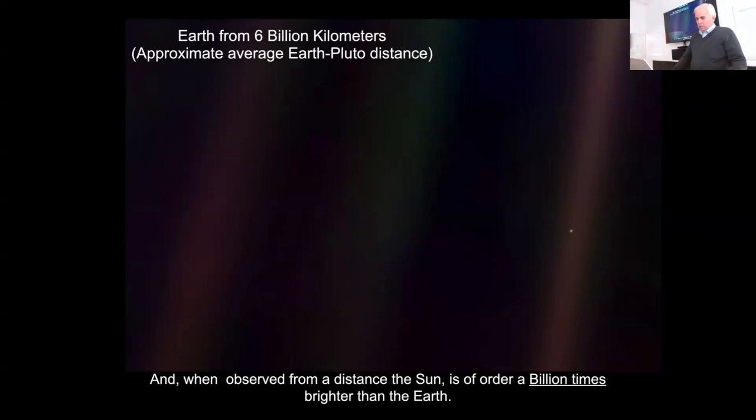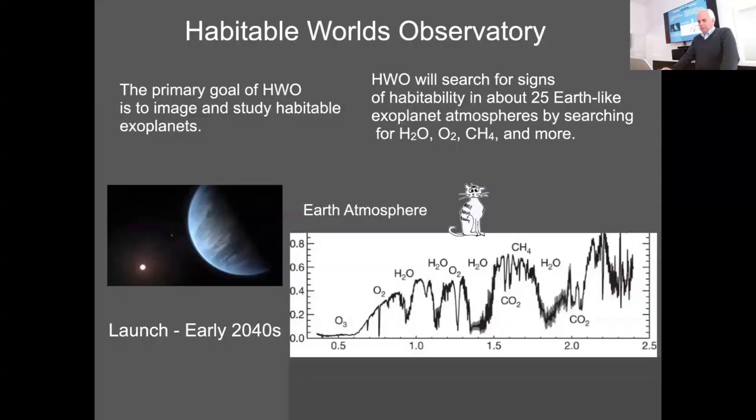This is Carl Sagan's famous pale blue dot. From 6 billion kilometers, if you're just looking from the outer solar system around Pluto back at the Earth, this is what the Earth looks like. And that's really close. I mean, that's still in our solar system. So that's the challenge we face, but there it is.